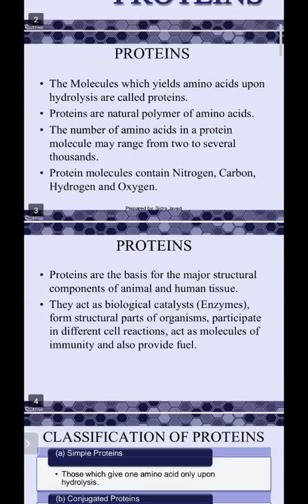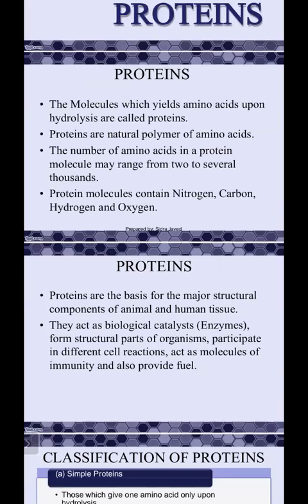What are proteins? How can you define proteins? If you get amino acids upon hydrolysis, it means the molecule is called a protein. Proteins are natural polymers of amino acids. Why are we calling them polymers? Because amino acids are the building blocks; these monomers make a polymer, and when they build a polymer, that is known as your protein.